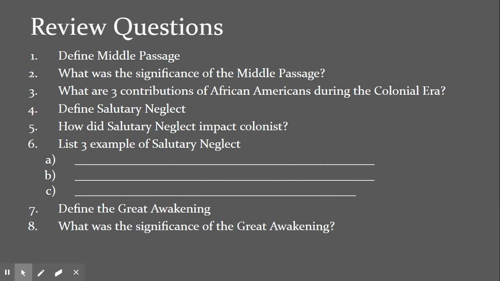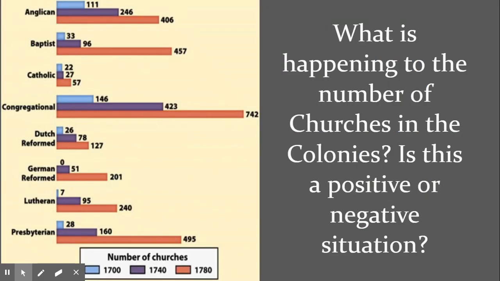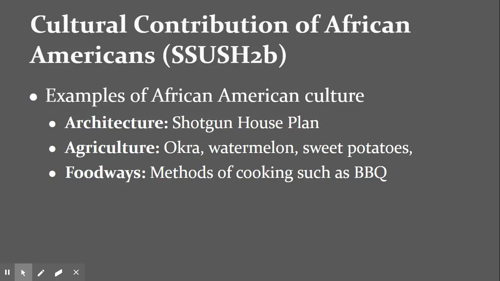What are the three contributions of African Americans during the colonial era? We can go back to it, and I'll show you real quick. Okay, they are going to give us architecture, agriculture, and foodways, as well as unskilled labor. Guys, they are going to be the backbone for the growth of American agriculture and honestly, just the growth of America, period. And anybody that tells you different does not know their history.